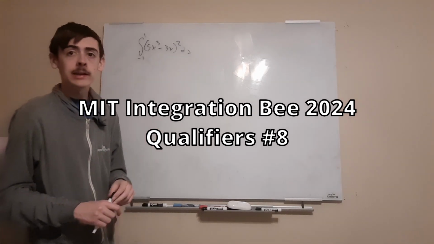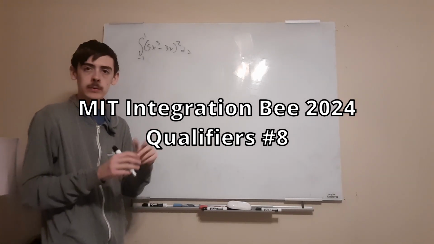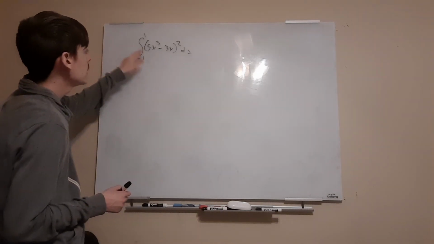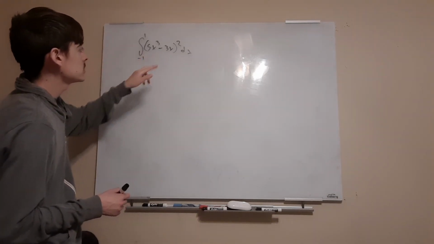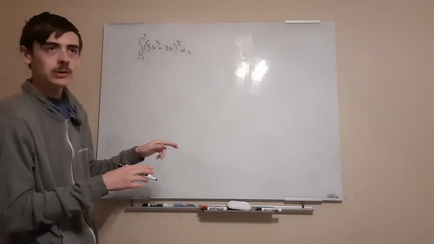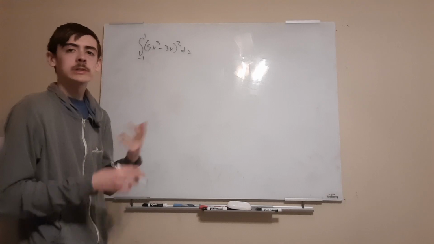Alright, we've got a pretty basic integral here today with a nice little trick midway through that will speed things up. So we have the integral from -1 to 1 of (5x cubed minus 3x) squared. Now, you might be able to use the trick I'm going to talk about right now, but I'm going to use it later on so it's easier to see.